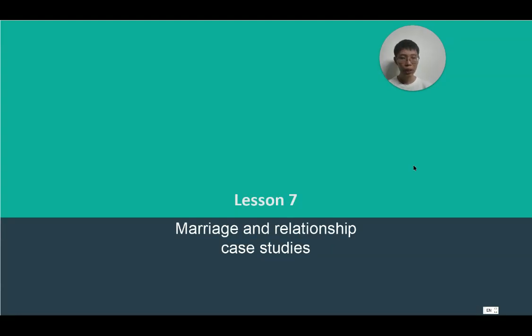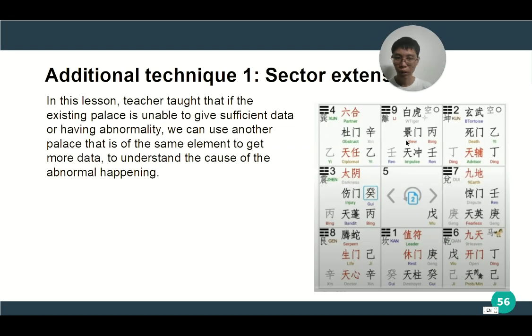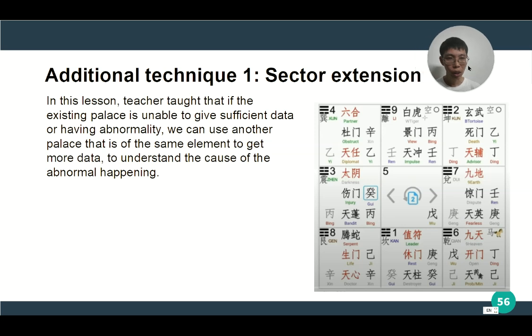We'll be looking at Lesson 7, Marriage and Relationship Case Studies. Mr. Douglas has taught us additional techniques to read the Qimen chart, and the first technique he taught us is the sector extension method.